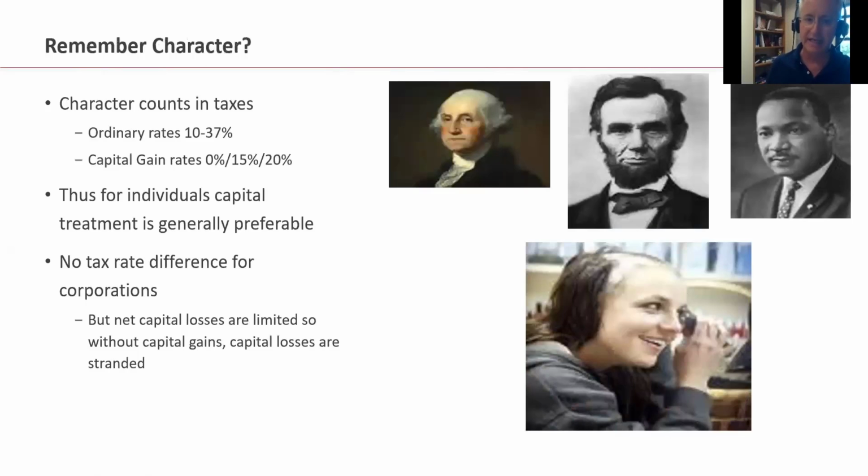So we know that individuals generally prefer capital treatment. We also know that there's absolutely no rate difference whatsoever for corporations. Corporations pay 21%, whether it's ordinary income, capital gain, or not, it just doesn't matter. But we know that capital losses are limited. So as a result, if a corporation never generated any capital gains, those capital losses would ultimately just get stranded and ultimately evaporate.